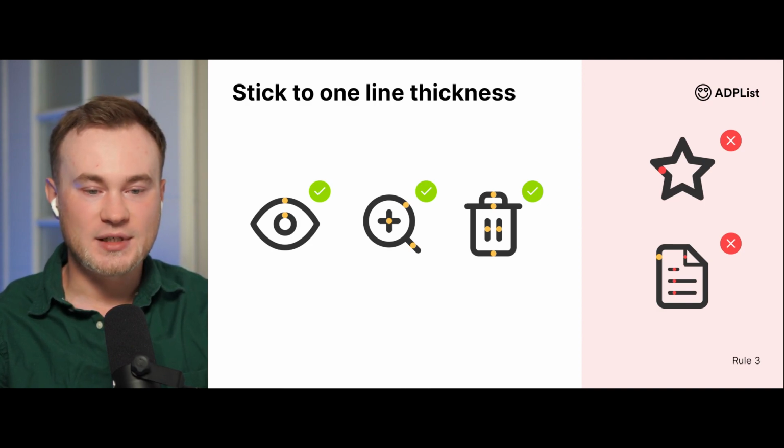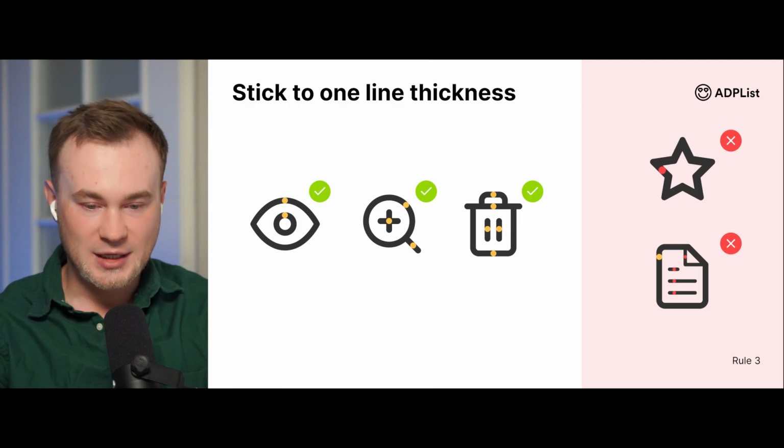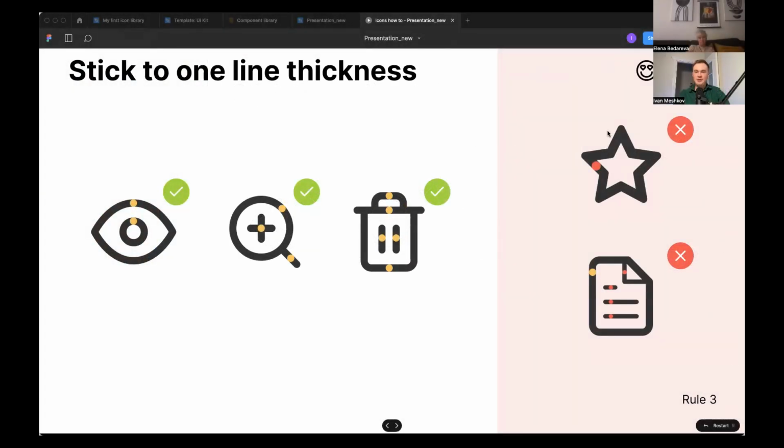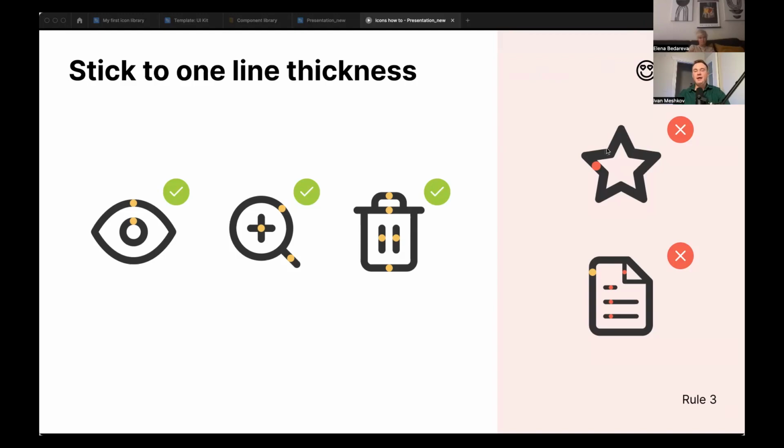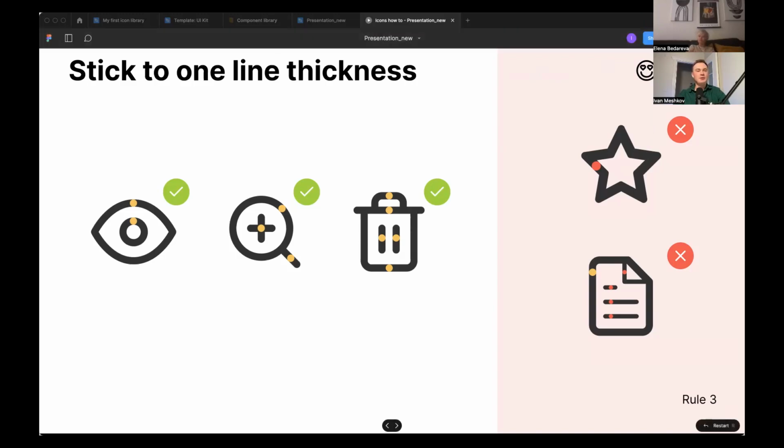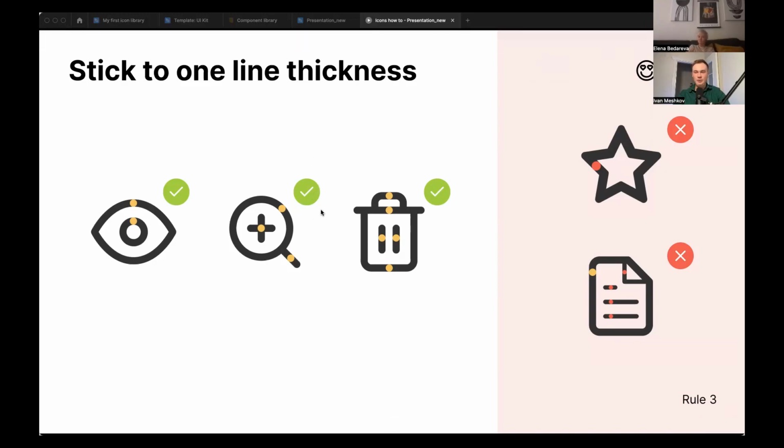If you look on the left side, you will see some examples. This star has, I guess, 3 pixels line thickness, while the one with the green marks has 2. And if you put these icons in one line, you will see the difference. It's a little bit heavier, and I think you will choose one line thickness for these icons. But here is another example. This list of paper documents.